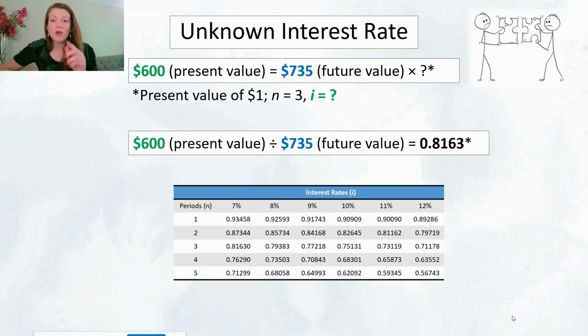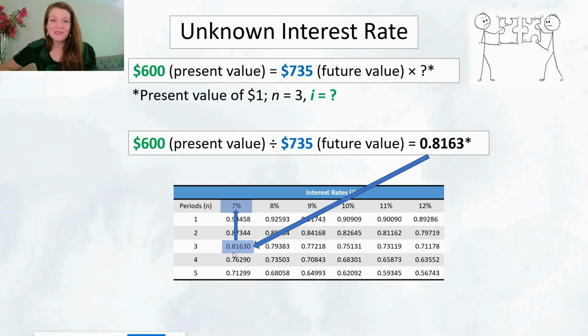Now we already know this is 3 years, so we go to our period number 3 and we go over and look for the number, and there it is, 0.8163. So now that we see that, we know that our interest rate is 7%. So that's how we find an unknown interest rate.